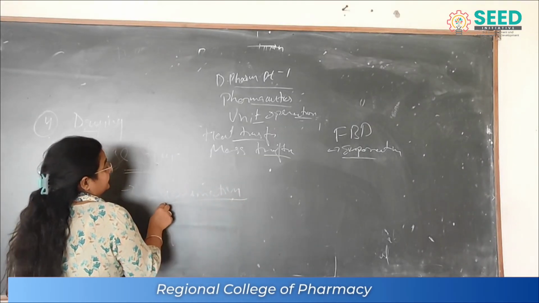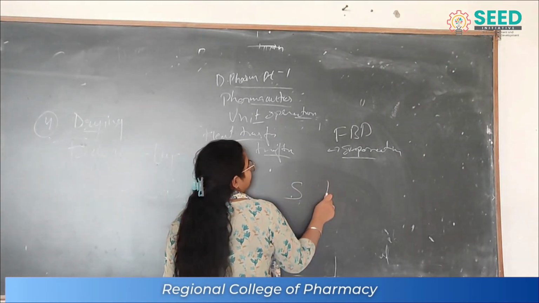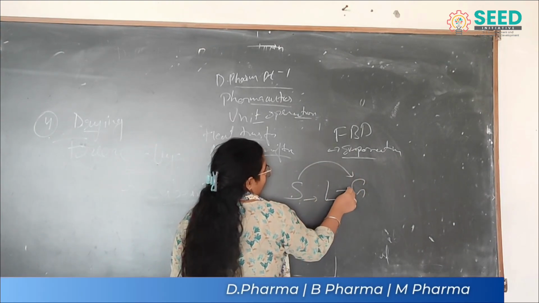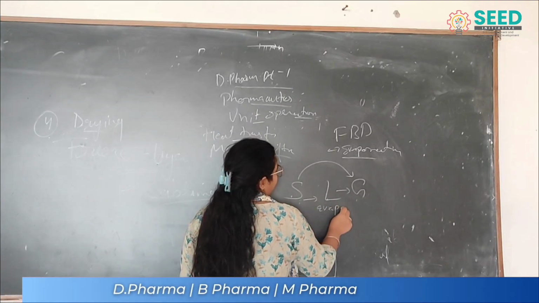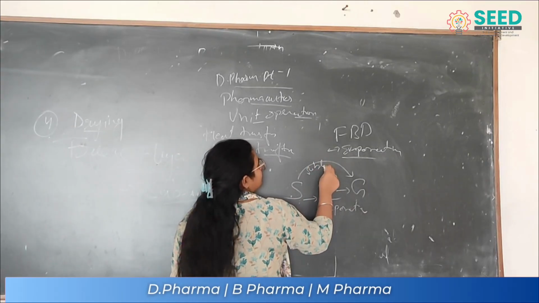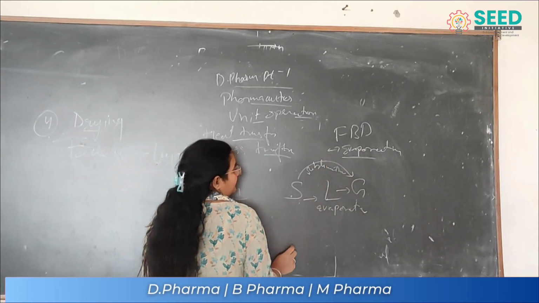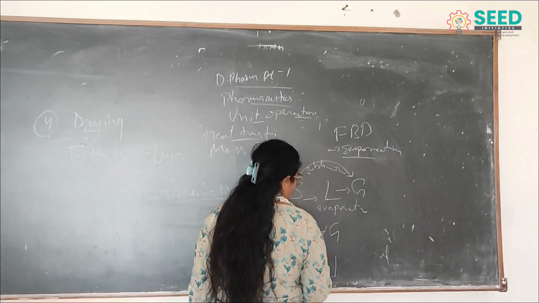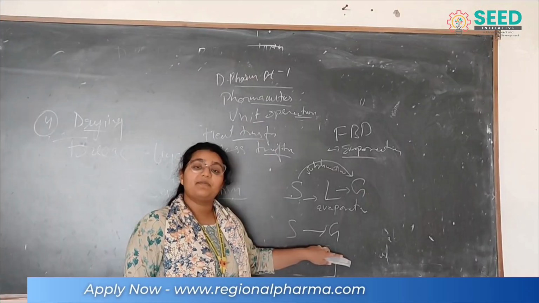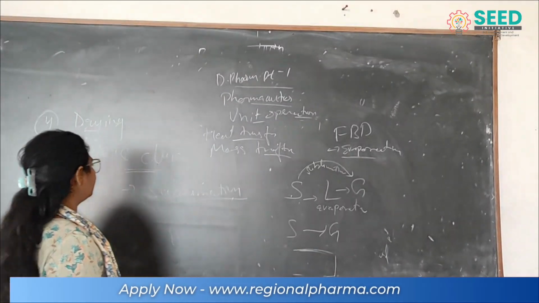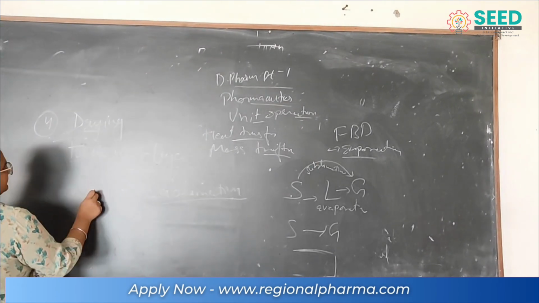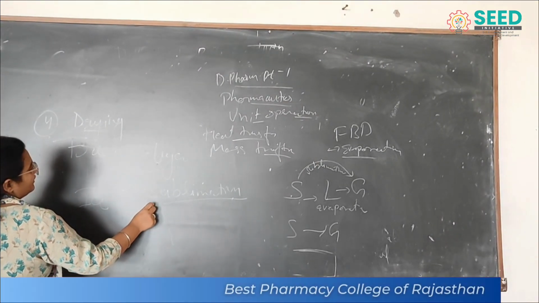What is sublimation? Solid, liquid, gas. When liquid becomes gas, it's evaporation, and hence sublimation: solid to gas. When a solid particle is directly converted into vapor, that is sublimation, and the dryer is based on this principle, where solid ice is converted into water vapors.